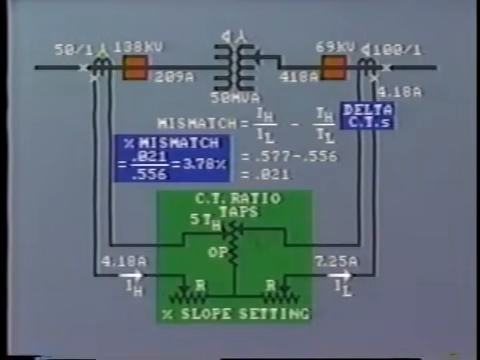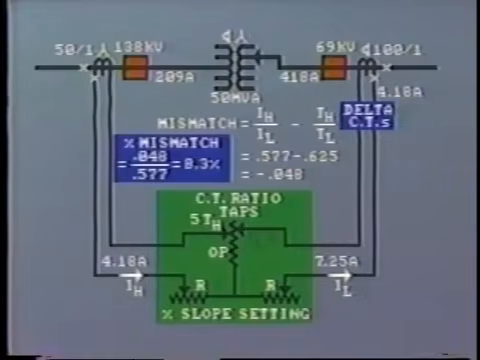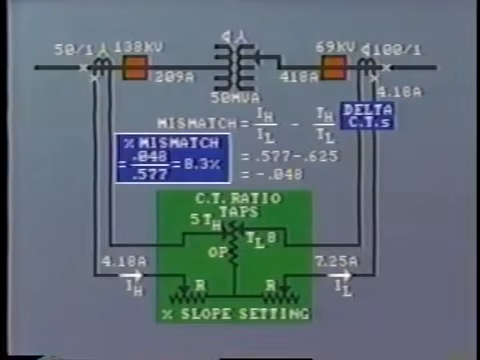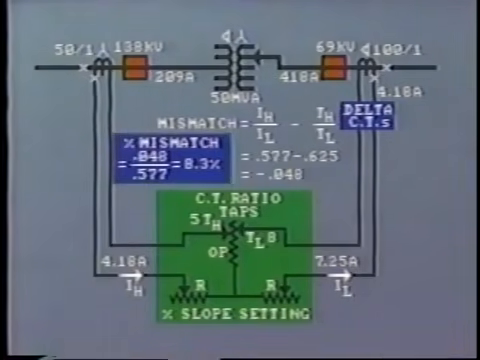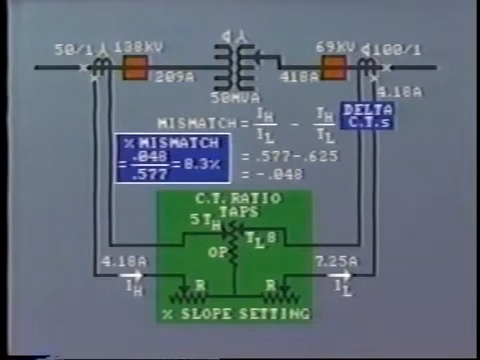What would be the result if the low side tap had been set to, say, tap number 8? Here, the ratio TH over TL would equal 5 divided by 8 equals 0.625. In this case, the mismatch is a negative value, but it really doesn't matter. It is still a mismatch of 0.577 minus 0.625, or minus 0.048. The percentage mismatch equals 0.048 divided by 0.577, which equals 8.3%.